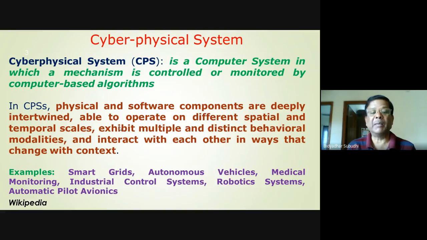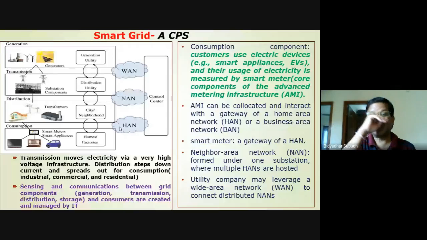Some examples of cyber physical systems are smart grid systems, autonomous vehicles, inclusive of automobiles, surface vehicles, underwater vehicles, and many more. Also medical monitoring systems, that is health diagnostics, industrial control systems, robotics systems, and automatic pilot avionics. So these are a couple of examples; there are many. So let us conceptualize the CPS viewpoint of a smart grid.